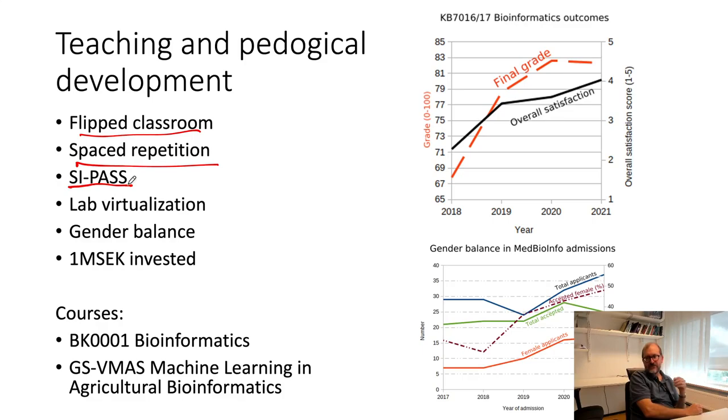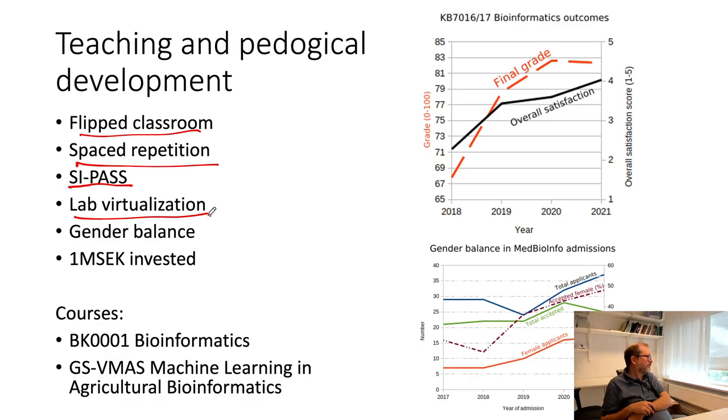Lab virtualization: we don't have computer rooms anymore. I have a server, it's just a little 32 core server, but I have all the software people need on it, and so they all get logins, they can work on there. Most of the labs actually have moved to some sort of notebook, like Google Colab, where they can do all their bioinformatics lab in a browser.